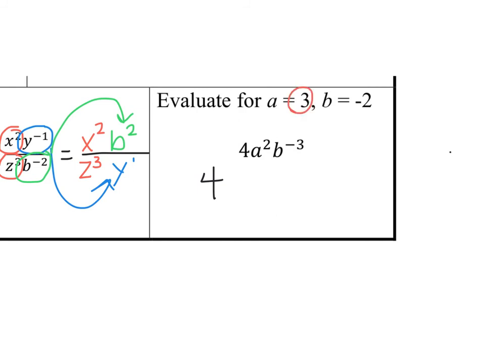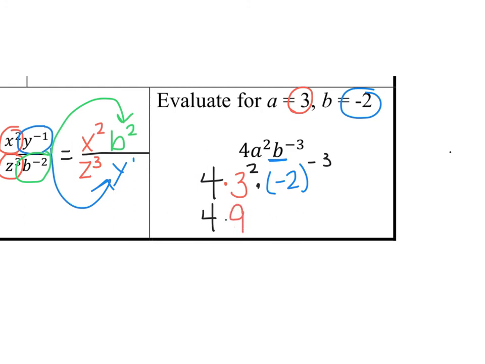For A, I'm going to plug in the number 3. And it's 3 squared. For B, I'm going to plug in the number negative 2, and I want to put that in parentheses, and the exponent is going to stay the same. So I know that 4, I need to simplify this part of the expression. The 4 is going to stay the same.